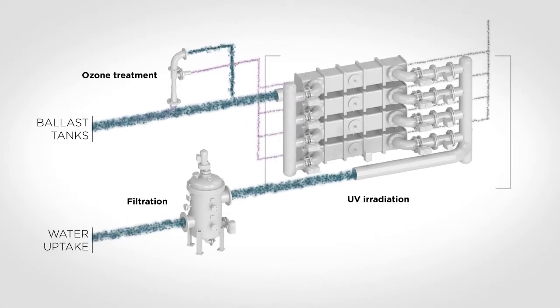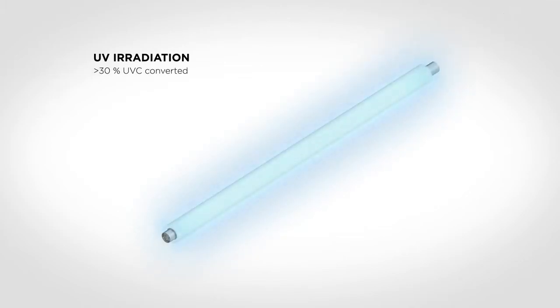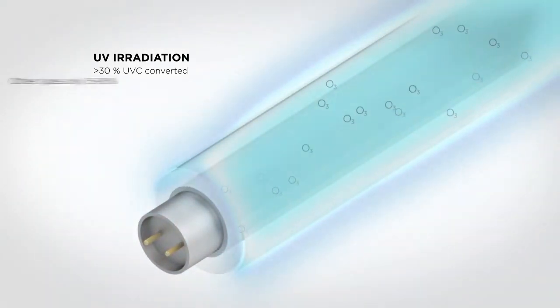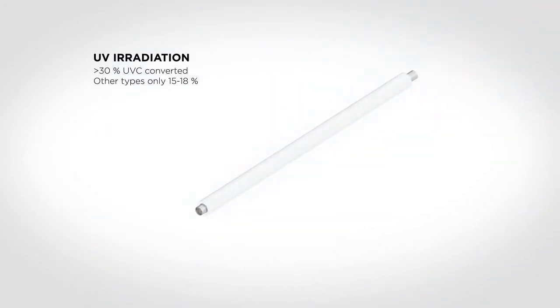The second treatment step is UV irradiation with low-pressure lamps. The advantage of low-pressure UV lamps is that more than 30% of the energy to the lamps is converted into UVC, which makes the organisms non-viable. Other types of UV lamps convert typically 15 to 18% of the energy into UVC.